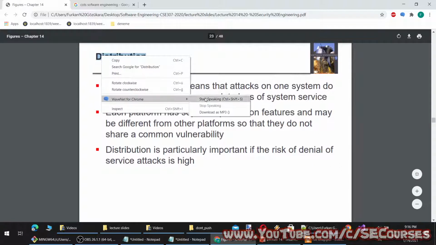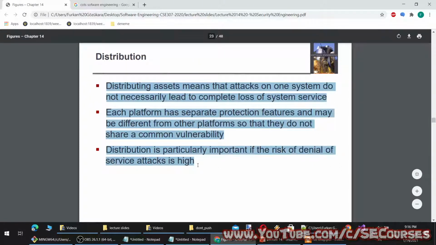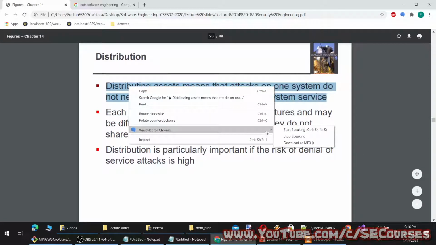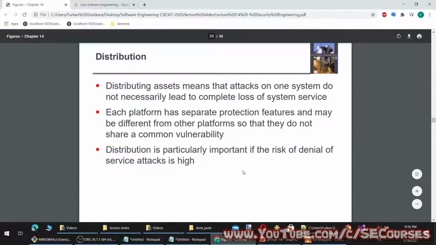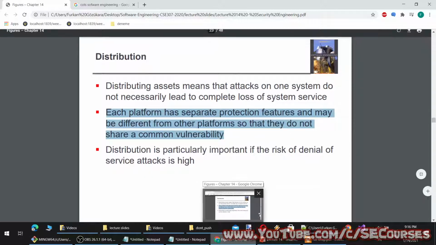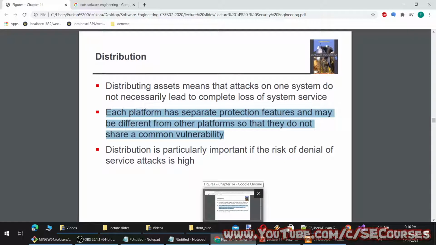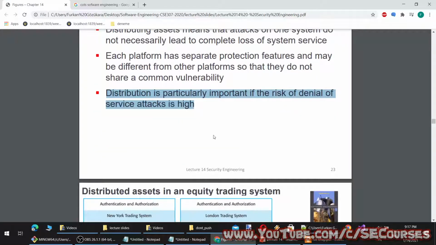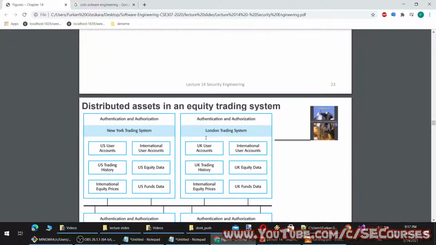So, the distribution. Distributing assets means that attacks on one system do not necessarily lead to complete loss of system service. Each platform has separate protection features and may be different from other platforms so that they do not share a common vulnerability. Distribution is particularly important if the risk of denial of service attacks is high.